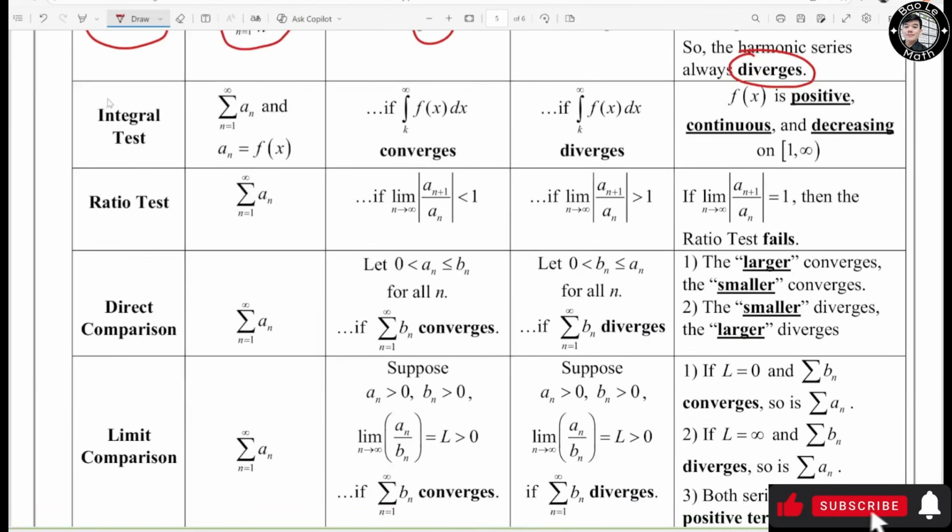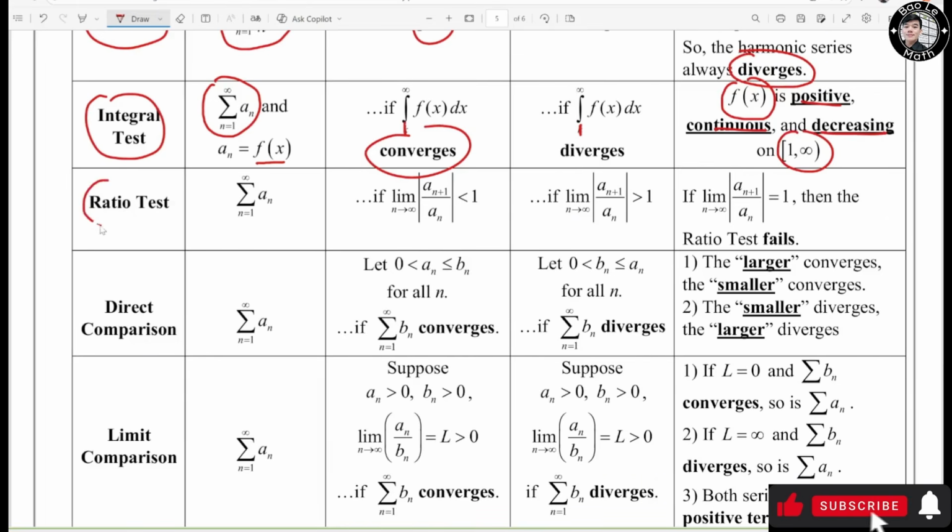Now, next one, we're going to talk about the integral test. The formula is given by this, and we're going to let a sub n equals f of x. The series converges if the integral from 1 to infinity of f(x) dx converges. The series diverges if the integral from 1 to infinity of f(x) dx diverges. Remember that the function f(x) must be positive, continuous, and decreasing on this interval.